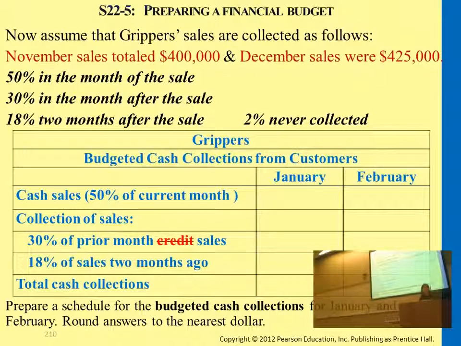we're collecting from customers. And it tells you this company has a policy that they usually collect half amount of the sales by cash this month. They're collecting 30% of the sale the next month, 18% 2 months later. Now they have additional information on 2% never collected, which means it's uncollectibles estimation.